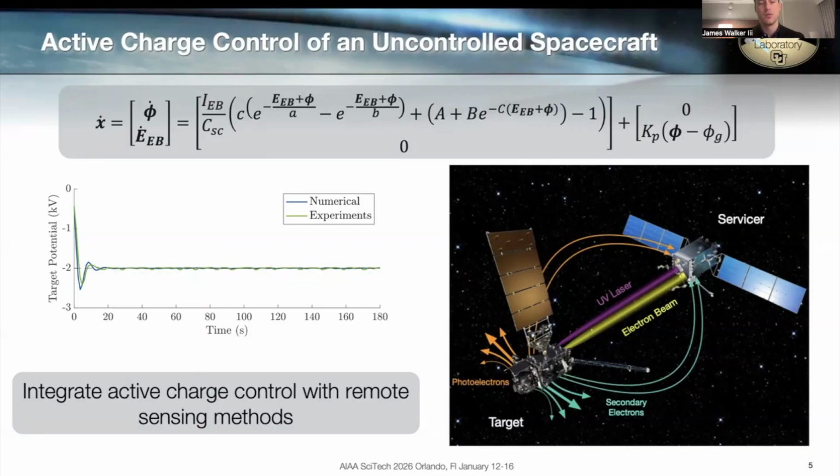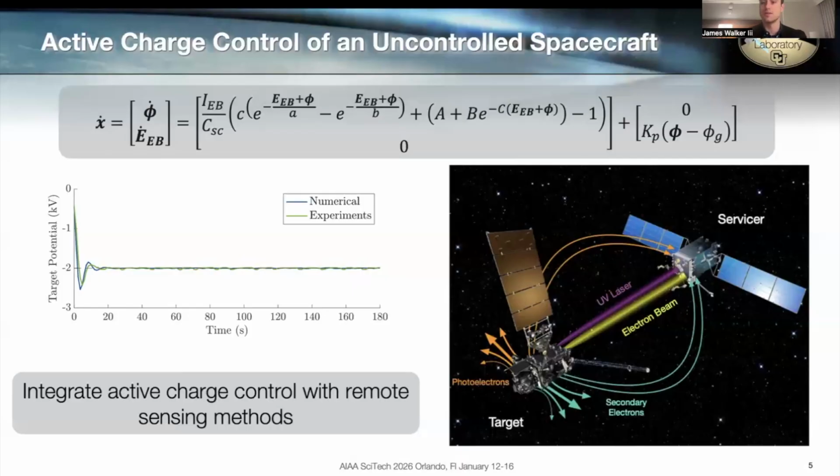So this paper and these experiments looked at charging in an idealized environment, so only considering electron beam induced currents in a vacuum chamber environment. But what we found is that through both numerical analysis and experimental analysis, we were able to achieve stable control across a variety of initial conditions. And we were also able to match our numerical and experimental results fairly well.